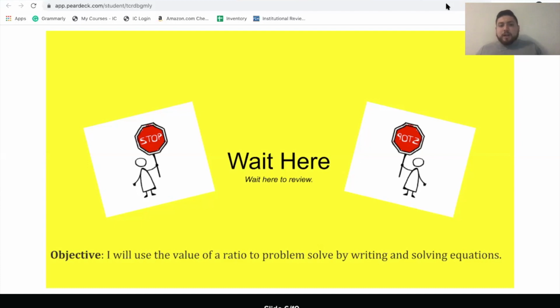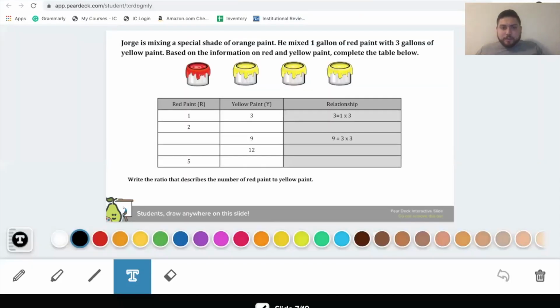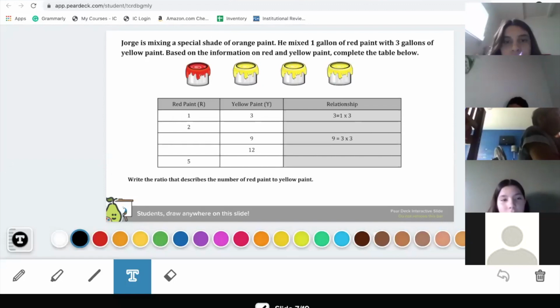So we're taking the value of a ratio, which is that reduced fraction, and we're going to use that to solve problems by writing and solving what's called equations. So I saw some of you attempted this. Thank you very much for doing so. So I'll need a reader for the prompt. Stephanie, can you read the prompt for us?